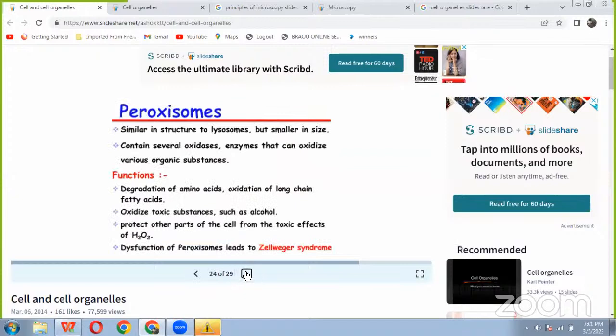Peroxisome is also a single membrane organelle, used mainly for the detoxification process. It is smaller in size. They contain several oxidase enzymes that can oxidize various organic substances. What are the main functions of the peroxisome? Degradation of amino acids, oxidation of long chain fatty acids, and oxidation of toxic substances such as alcohols. They protect parts of the cell from toxic effects. This is a very important detoxification.